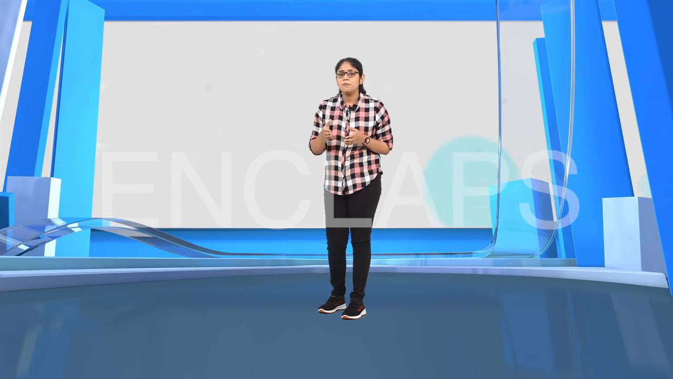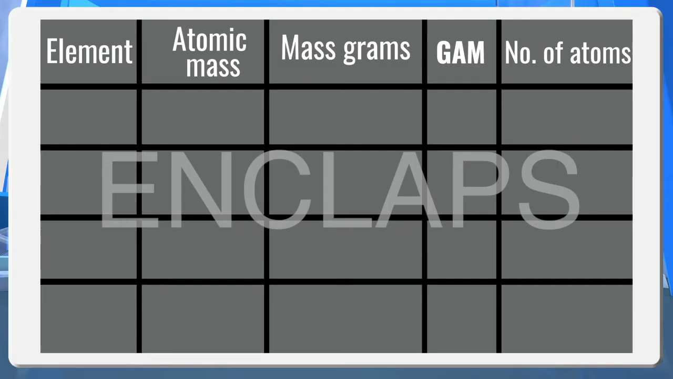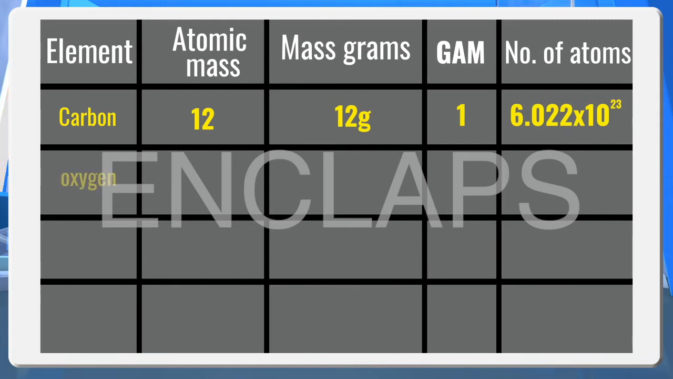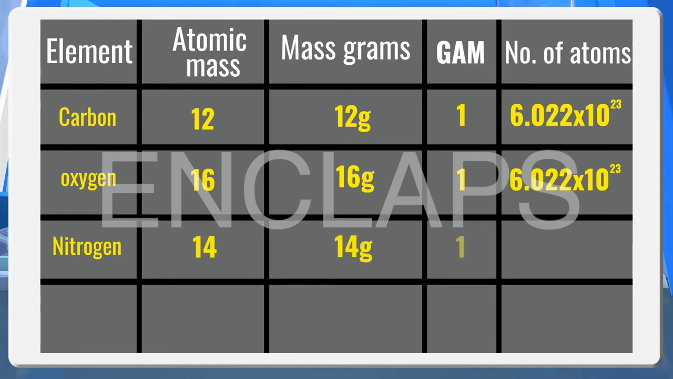Okay, then let's complete the table given here. Table. Element, atomic mass, mass in gram, GAM, number of atoms. Carbon, 12, 12 gram, 1 GAM, 6.022 into 10 raised to 23 number of atoms. Oxygen, 16, 16 gram, 1 GAM, 6.022 into 10 raised to 23 number of atoms. Nitrogen, 14, 14 gram, 1 GAM, 6.022 into 10 raised to 23 number of atoms.